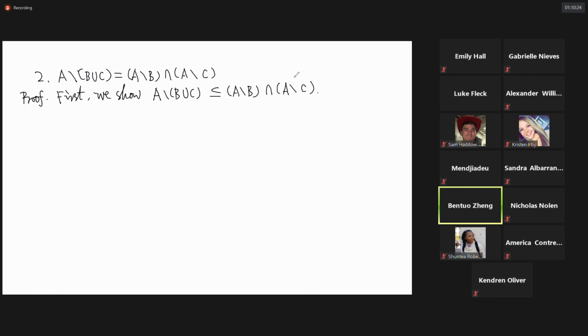Okay, to show one set is a subset of another, we take an arbitrary element of the first set. So let X be in A minus (B union C). We want to show X is in (A minus B) intersect (A minus C). So X is in A minus (B union C) by definition. Then we get X is in A and X is not in B union C.